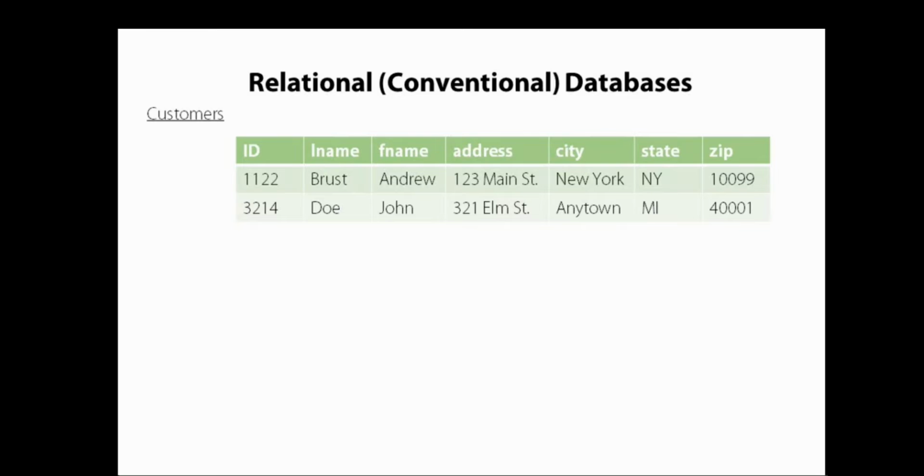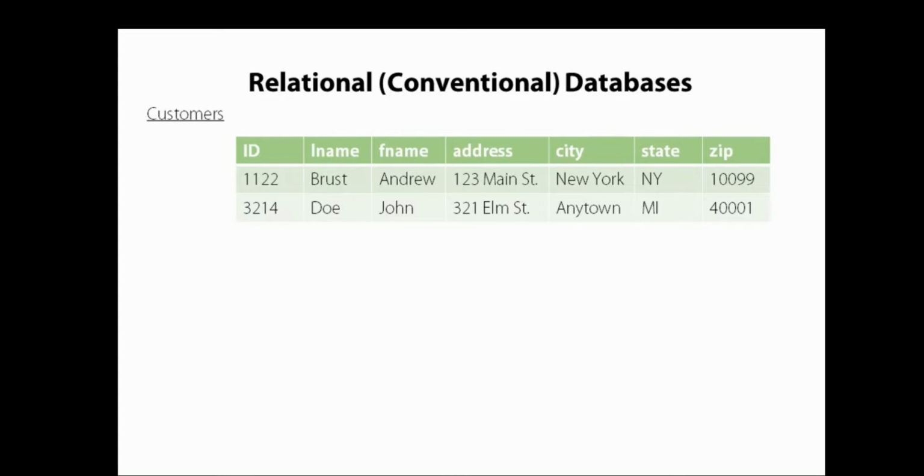You can think of rows as records in a database. And we have several columns, 7 in all. And the columns are really the fields in the database. So we have an ID, a unique ID field, and then we have actual data fields for the last name, first name, address, city, state, and zip. We have exactly the same structure between rows. There's no variability there at all.